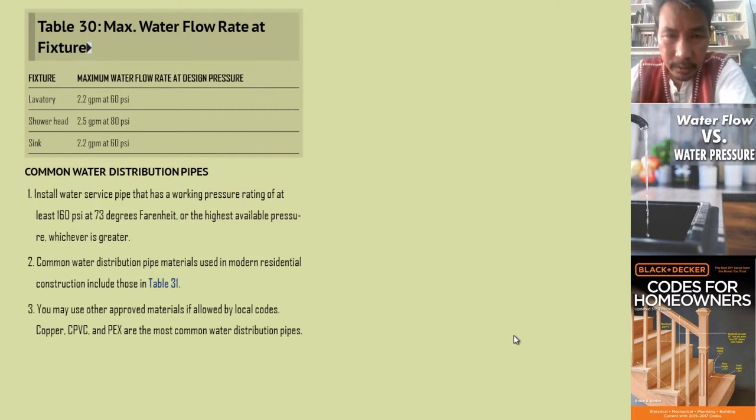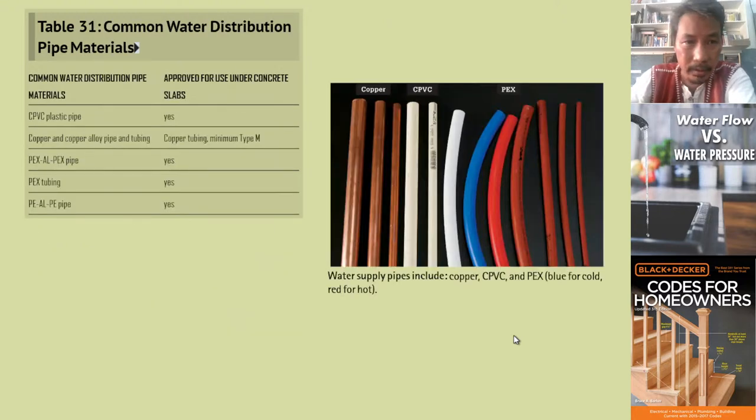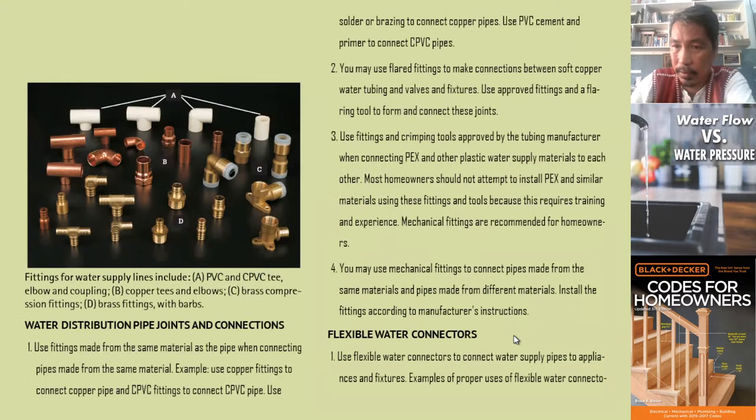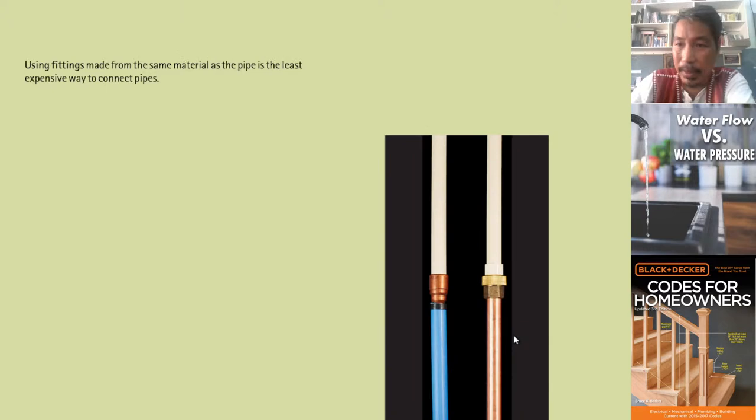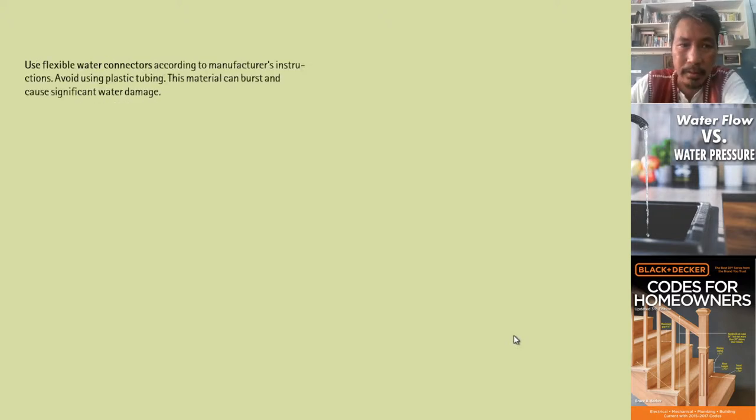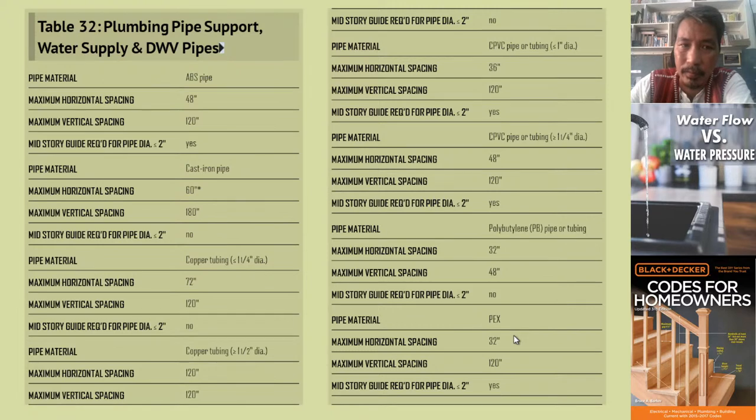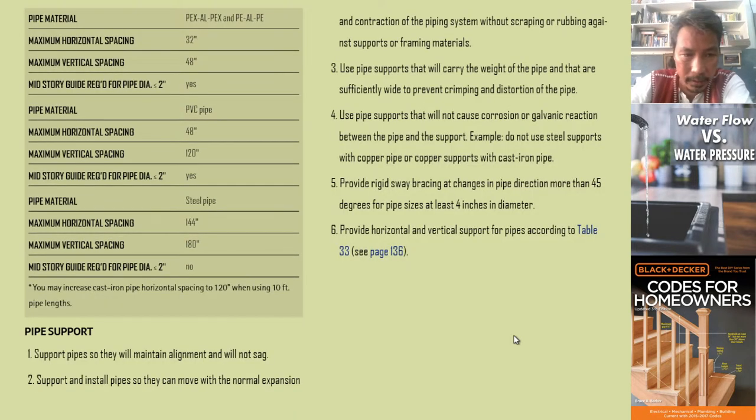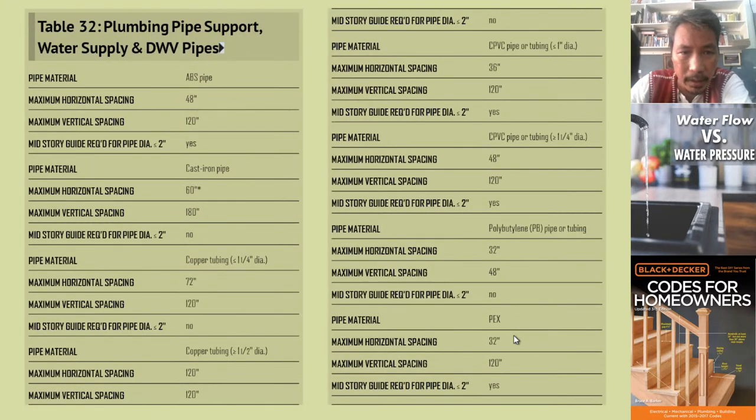The fixture flow rate requirements, the pipe materials, connectors, fixtures and fittings, how to connect them, and what the regulations are. We need to understand the different perspectives of material use. It is tabulated according to maximum, minimum, and the requirement for support. How many different materials did we discuss? 1, 2, 3, 4, 5, 6, 7, 8, 9, 10, 11. So we discussed 11 different types of system.